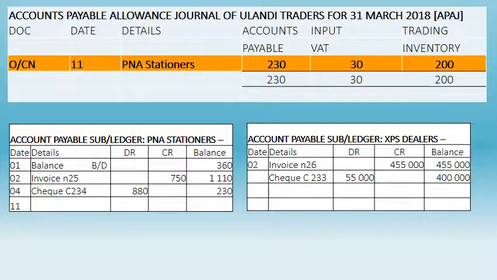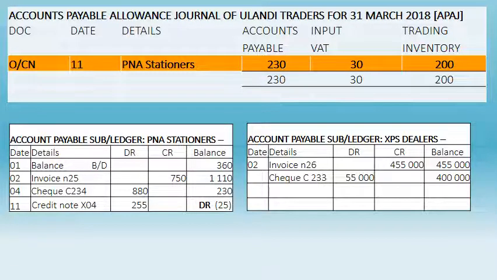In the accounts payable allowance journal, we recorded a credit note received on the 11th from P&A stationers, and the total amount under the accounts payable column is 230, including VAT. This credit note must be reflected immediately in the subsidiary ledger for P&A stationers. On the 11th, we therefore show the credit note.